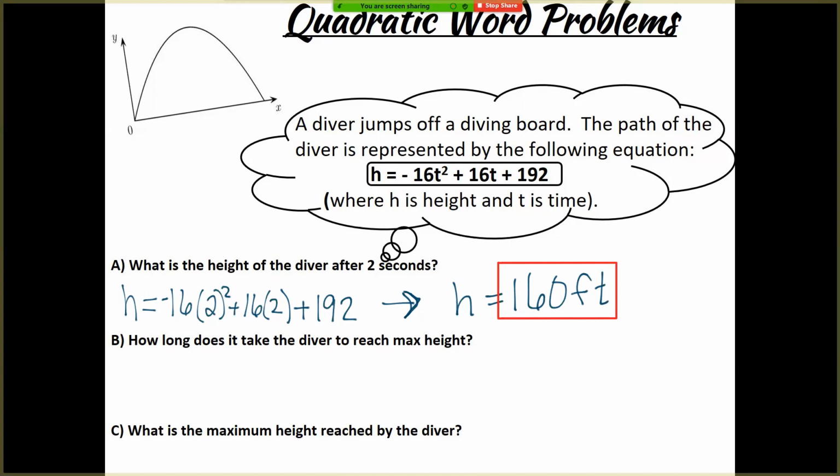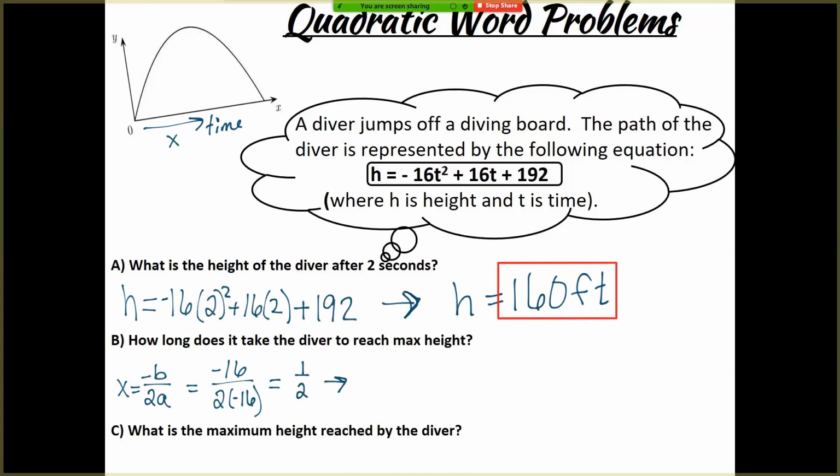For part B, it wants to know how long it takes the diver to reach the maximum height. That's asking you to find the x value of your vertex. That's our -b divided by 2a. That's the time it takes to reach the maximum. So we're finding this distance here. So to do that, we're going to take -b divided by 2a. So -16 divided by 2 times -16, which is 1/2.